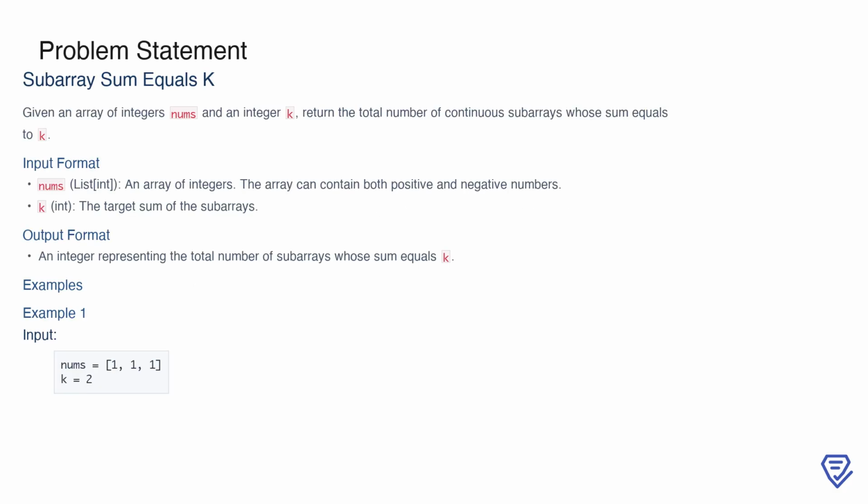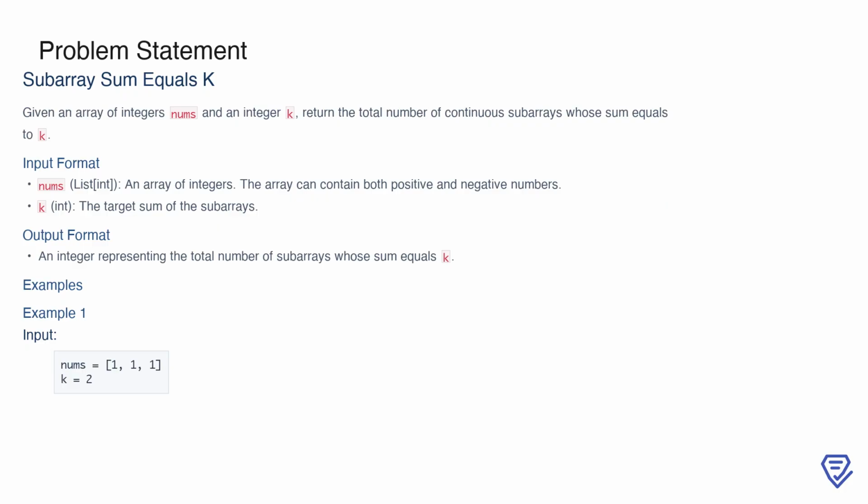In this problem, you are given an array of integers called nums and a target integer k. The task is to determine how many continuous subarrays within nums have a sum that is exactly equal to k. A subarray is defined as a contiguous portion of the array, meaning the elements must appear consecutively in their original order. The output should be an integer representing the total count of such subarrays. For example, if the input array is 1, 1, 1, and the target k is 2, you need to identify all subarrays that add up to 2.